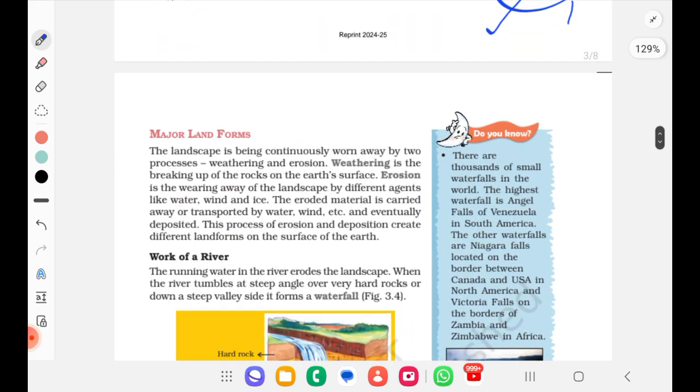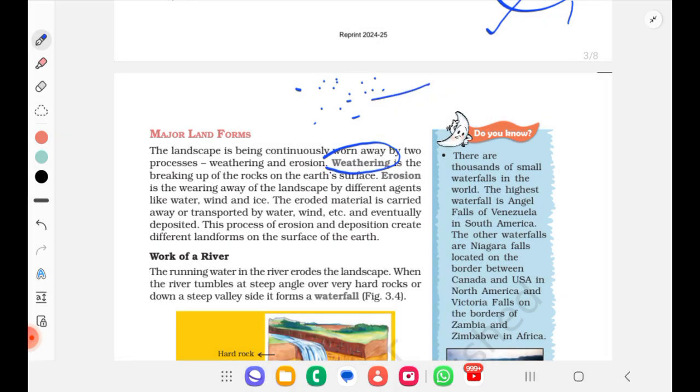Major landforms. The landscape is being continuously worn away by two processes, weathering and erosion. We already read about endogenic forces and endogenic actions like earthquakes and volcanoes. Now we'll see exogenic ones, such as weathering and erosion. Weathering is the breaking up of rocks on the earth's surface. So breaking of rocks is called weathering. Erosion is the wearing away of a landscape by different agents like water, wind and ice. So if it just got fragmented or broken down, it is weathering. If it is carried away, then it is called erosion.